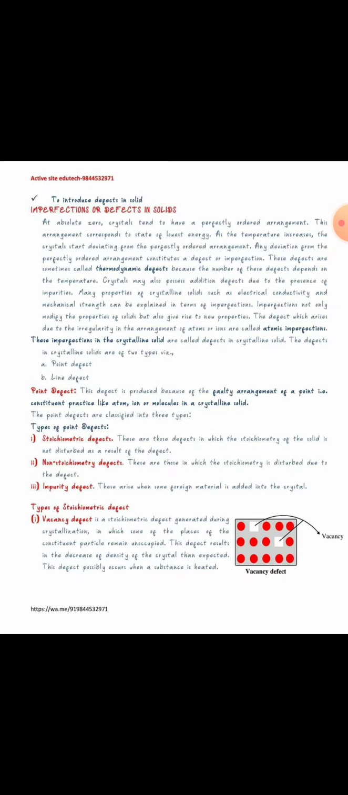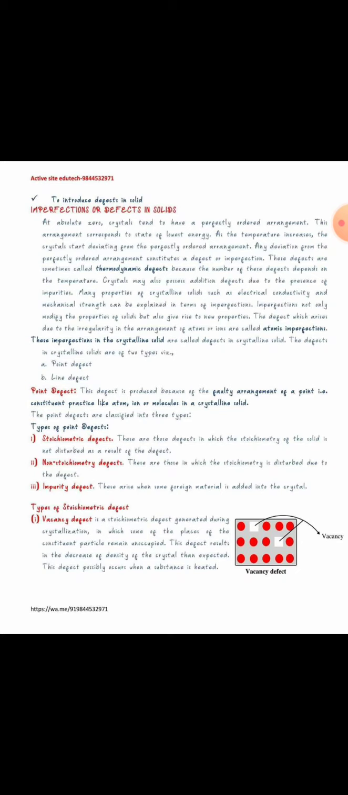If the defect does not change the relative proportion, the relative ratio of cations and anions of the ionic solid, then such a type of defect will be called a stoichiometric point defect. For example, if you are having an ionic solid AB, having A cations and B anions, so if equal number of cations and anions are missing from their lattice sites in the crystal, the relative ratio of cation and anion won't be disturbed. And such a type of defect will be called a stoichiometric point defect.